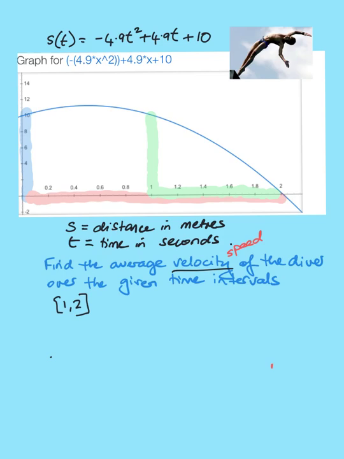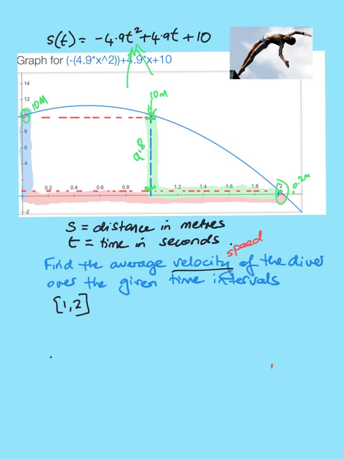So this is the height where he is above the water at 1 second, and this is the height he's above the water at 2 seconds. So how high is he at 1 second? Well, if I put 1 into there, it turns out that he's 10 meters high at 1 second. So this point here, 10 meters. And then at 2 seconds, if I put 2 into there, I find out that at this point here, this tiny bit here, it's 0.2 meters above the water. So the difference, this particular measurement here, is 9.8.